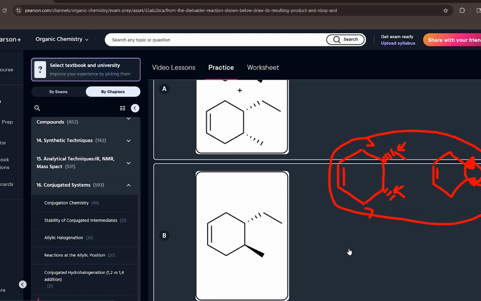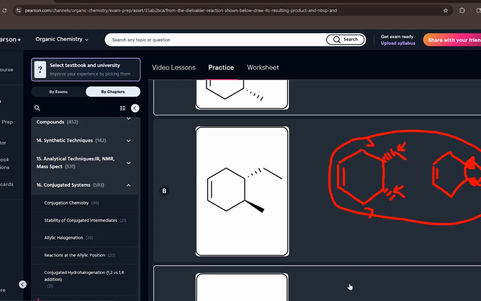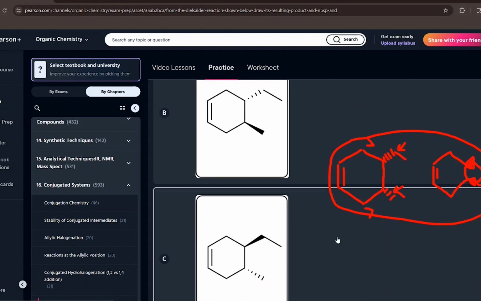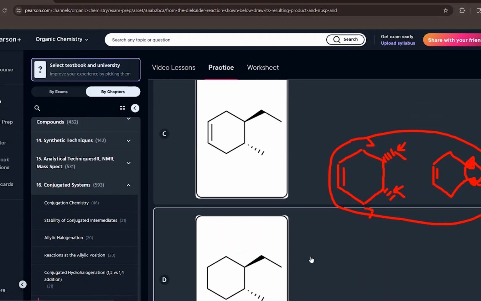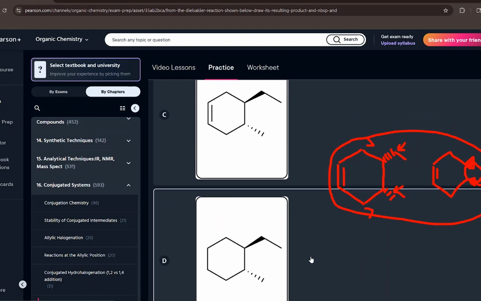We'll choose that, but we'll also keep looking to make sure nothing else pops out at us. Our next one down is similar to what we drew, except we have one on a dash and one on a wedge. We have our methyl on a wedge and our ethyl on a dash. That is not correct. They would both be on the same. Going to C, it's just the opposite of B. The ethyl is on a wedge and the methyl is on a dash. That's not correct. And D, again, same deal, same as C, except we lost our double bond.